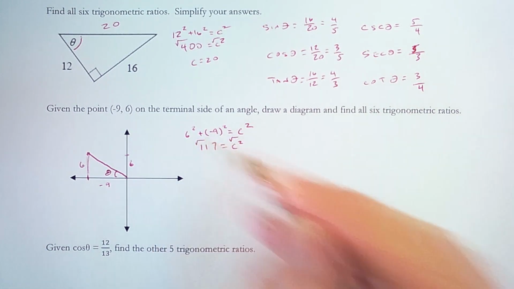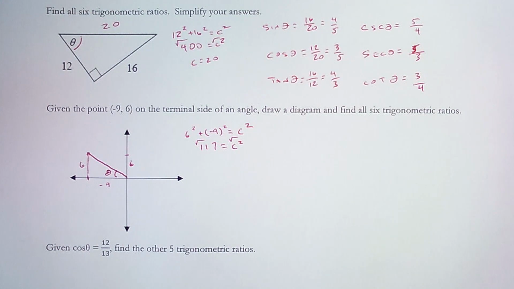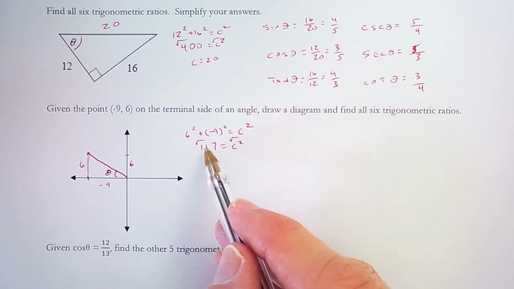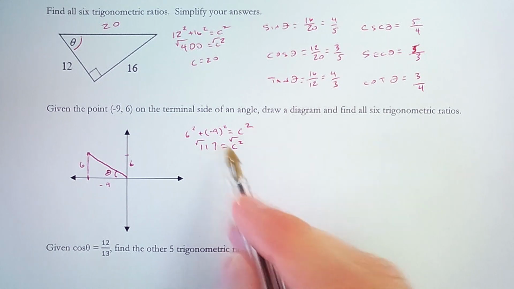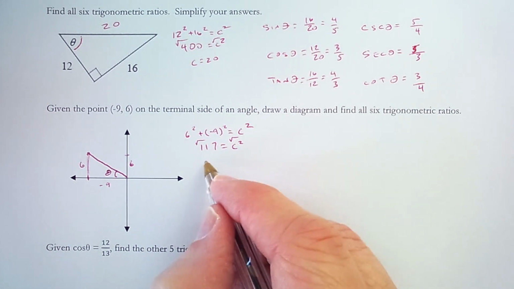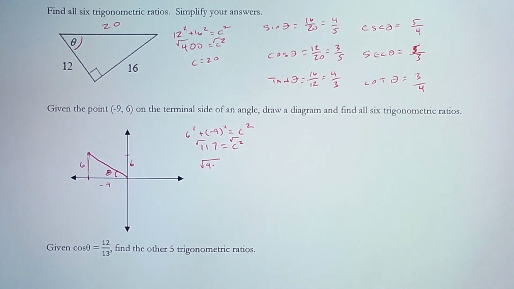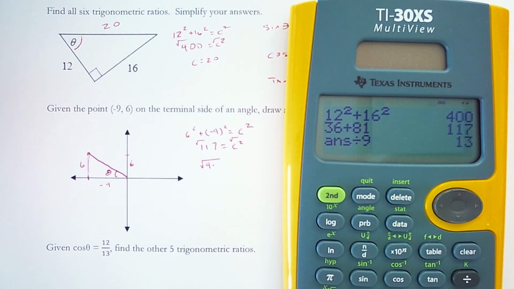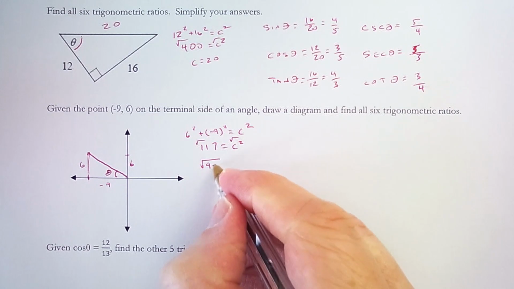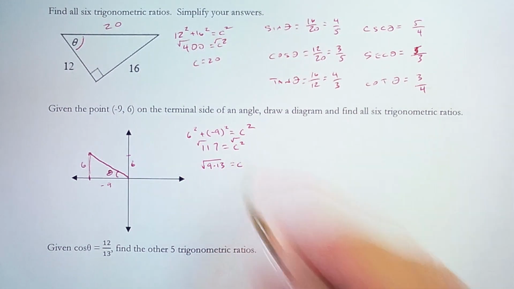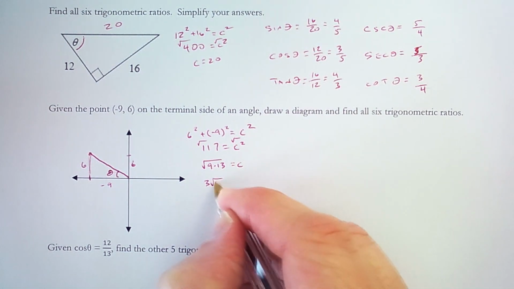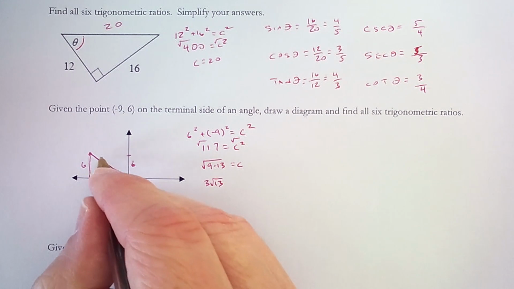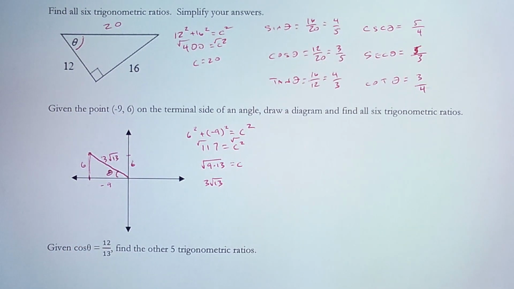And we take the square root. Now, 117 is not a square number, but I believe 9 goes into 117, and here's how I know that. 7 plus 1 is 9, and the sum of the digits being 9 is divisible by 9, so that means 9 will go into 117. So it's 9 times something, so 117 divided by 9 is 13. So 9 times 13 is c, the square root of 9 times 13. The square root of 9 is 3, so 3 times the square root of 13 is the hypotenuse.